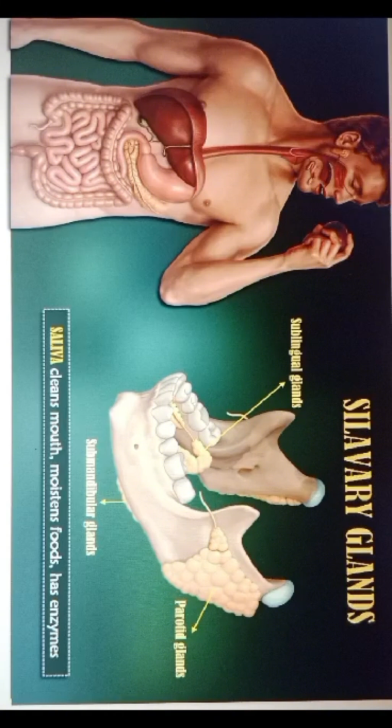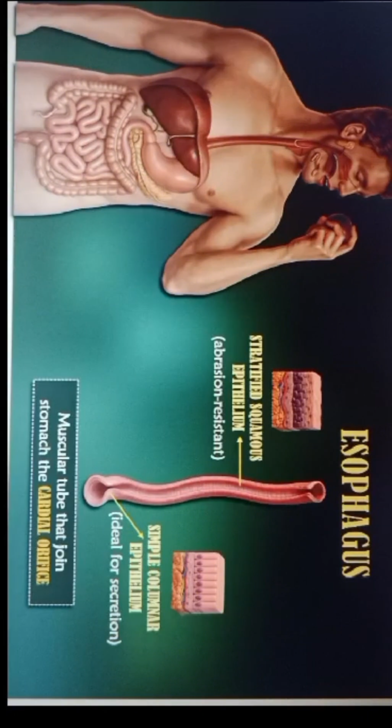The parotid gland is the largest gland, located in front of the ears, secreting saliva into the mouth near the upper second molars, while the submandibular glands are located below the jaw. These walnut-sized glands produce a significant portion of the total saliva. The last one is the sublingual glands, which are found under the tongue, and these provide a smaller portion of salivary volume. So next to the salivary glands is the esophagus.